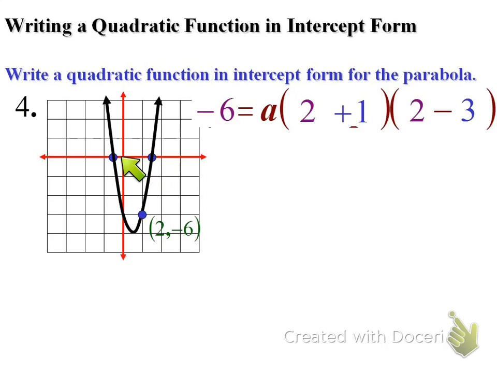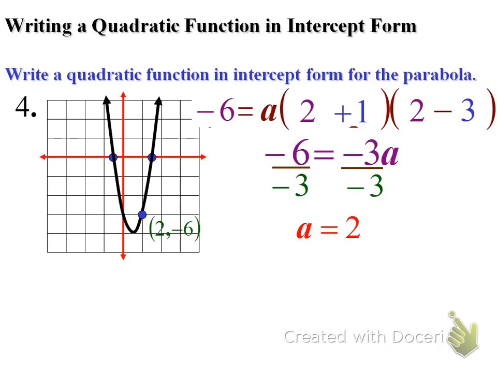So remember, the p and the q come from these points right here, our intercepts. And then you use this point that they gave you for your x and your y. So both of the x's become a 2, the y is a negative 6, and then you can just solve for a. So 2 plus 1 is 3, 2 minus 3 is negative 1. So we get negative 6 equals negative 3a, and a ends up being 2.